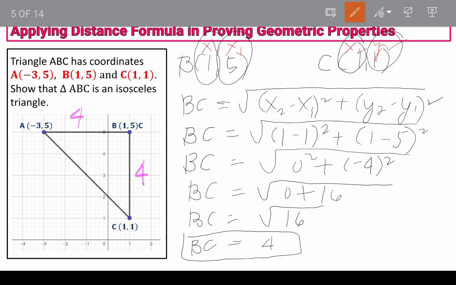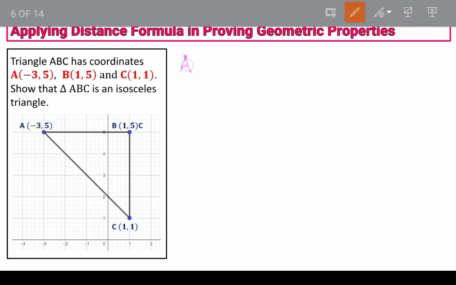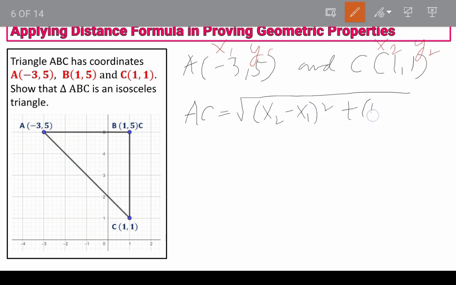Okay? So to do that, let's find the distance of A (negative 3, 5) and C (1, 1). So your x sub 1 here is negative 3, your y sub 1 is 5, your x sub 2 is 1, and your y sub 2 is 1. So let's write AC is equal to the square root of the quantity x sub 2 minus x sub 1 squared plus the quantity y sub 2 minus y sub 1 squared. And let's substitute all the values.